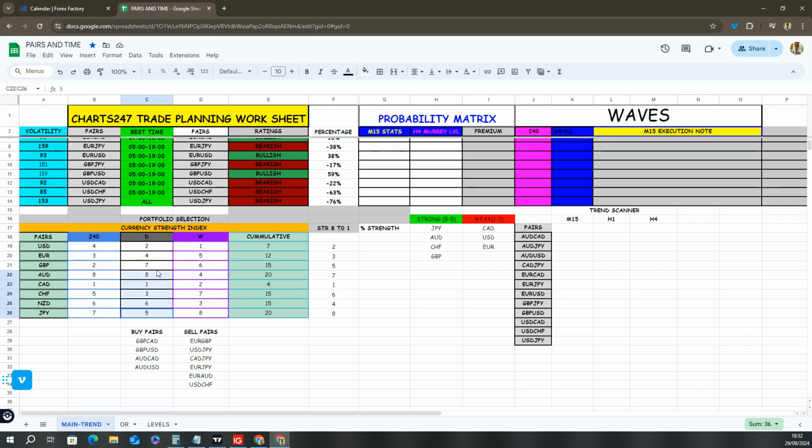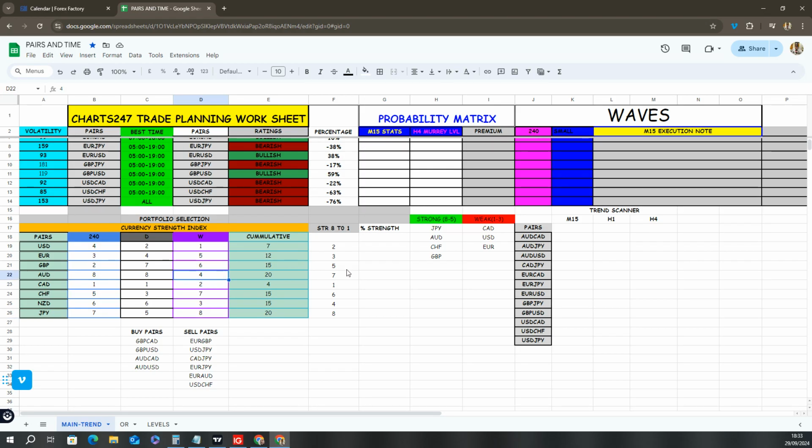We have the strong currencies as the Japanese yen. We have a tie. Basically, the Japanese yen is 20 and the Australian dollar is 20. I have ranked the Japanese yen as 8 because of the weekly number, then the Australian dollar as 7 because of the weekly number. You can see the weekly on the Japanese yen is 8, while the Australian dollar is 4 on the weekly chart.